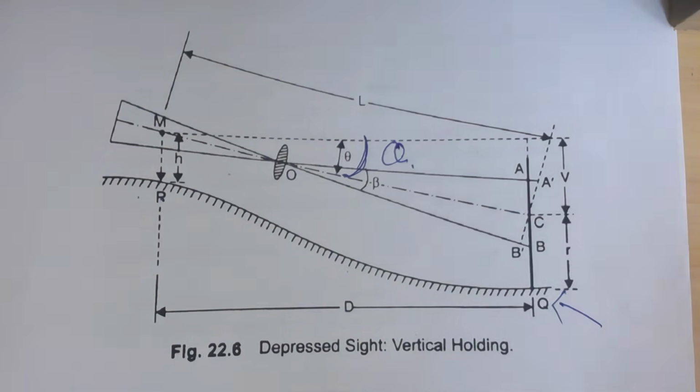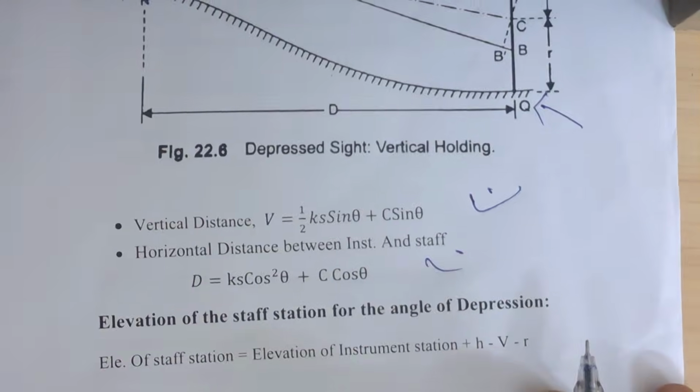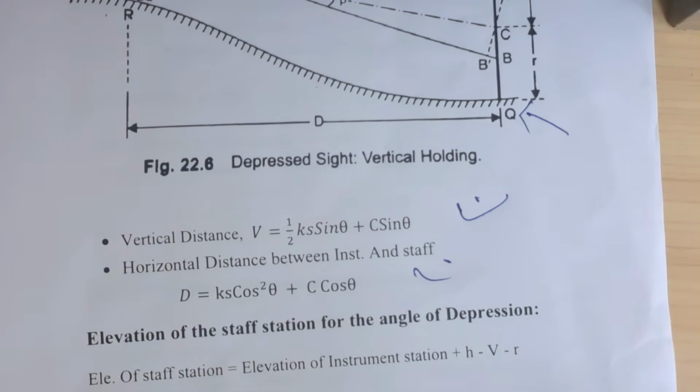Here you can see the same procedure will be followed. The equation will also remain the same, that is the vertical distance V is equal to 1/2 Ks sin 2 theta plus C sin theta.